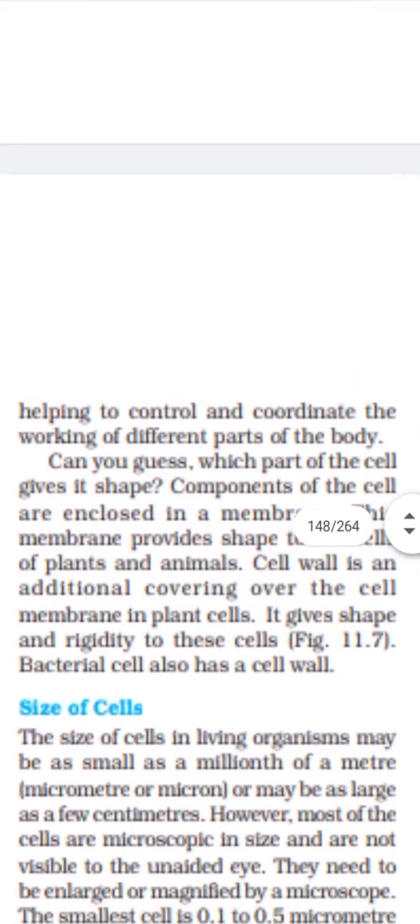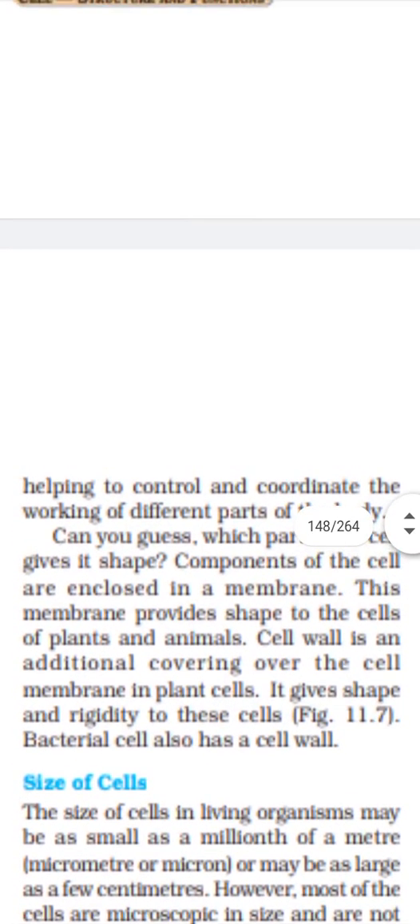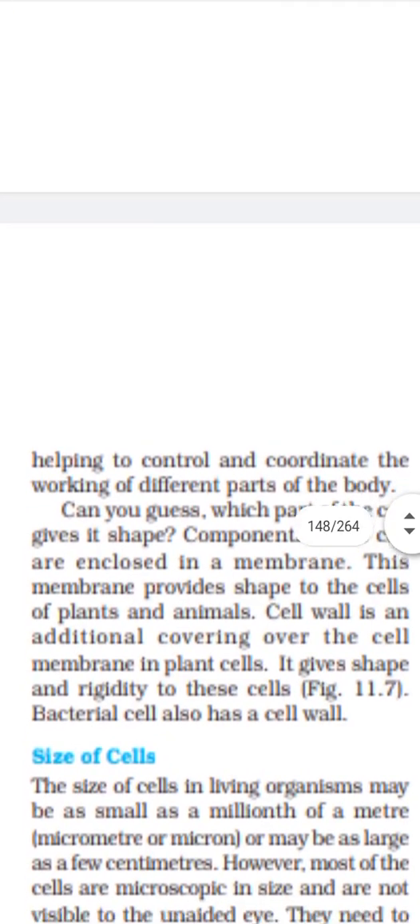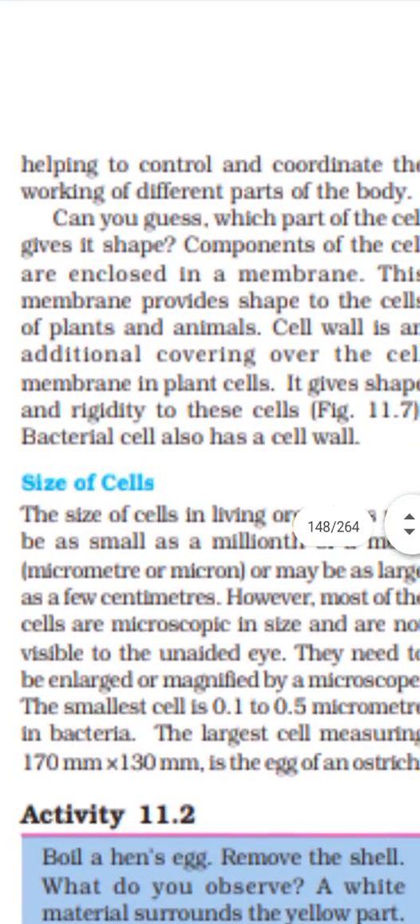Can you guess which part of the cell gives its shape? Components of the cell are enclosed in a membrane. This cell membrane provides shape to the cells of plants and animals. Cell wall is an additional covering over the cell membrane in plants. It gives shape and rigidity to the cells. A bacterial cell also has a cell wall.